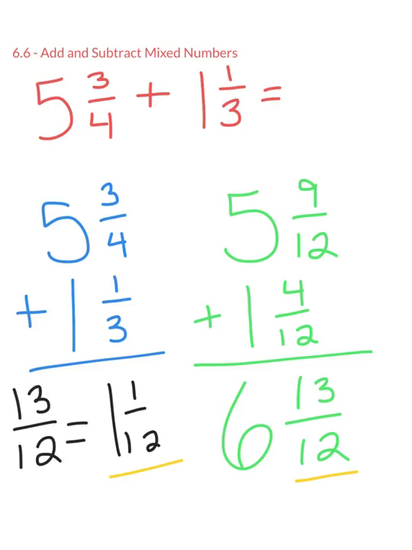We need to combine the 6 and the 1 and 1/12 because 13/12 is equal to 1 and 1/12. So when we put that together, we find that 6 and 13/12 is equal to 7 and 1/12. So the final answer to the problem is 7 and 1/12.